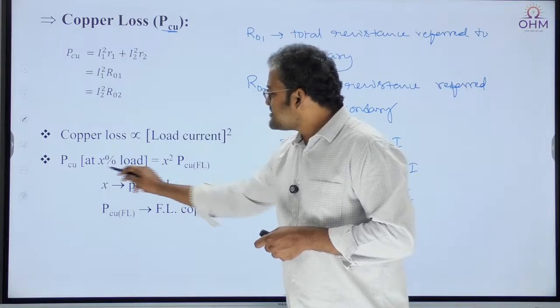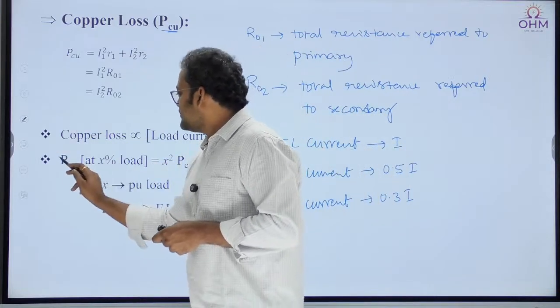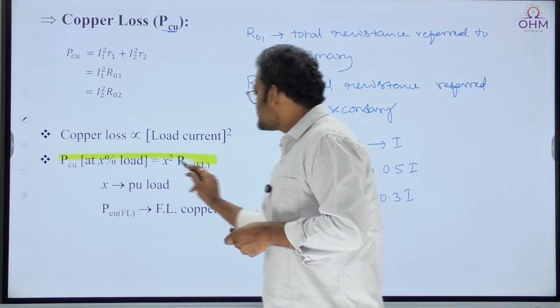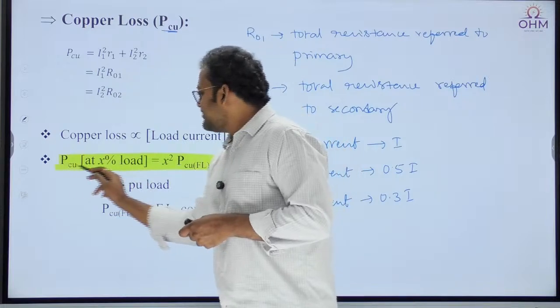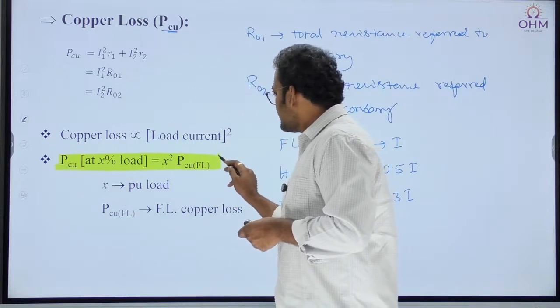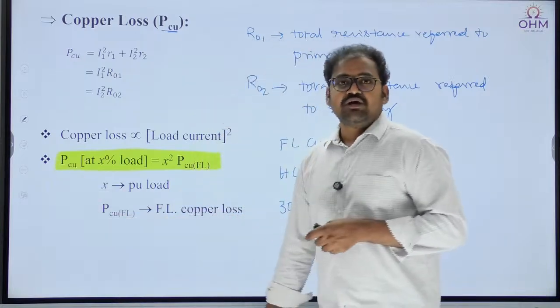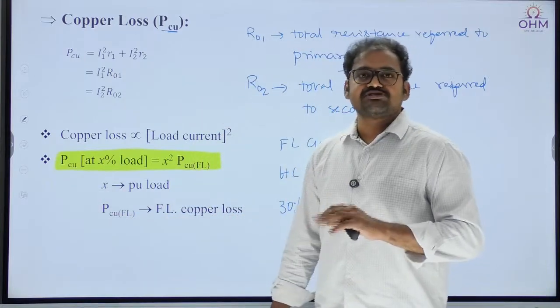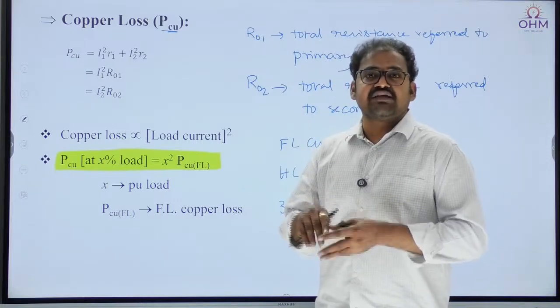Therefore, copper loss at X percentage load is X square times the rated copper loss. Rated copper loss and full load copper loss are the same. This is an extremely important formula. Whenever you are representing copper loss in a transformer, you should not say simply copper loss. You have to be very specific: the copper loss at how much load?